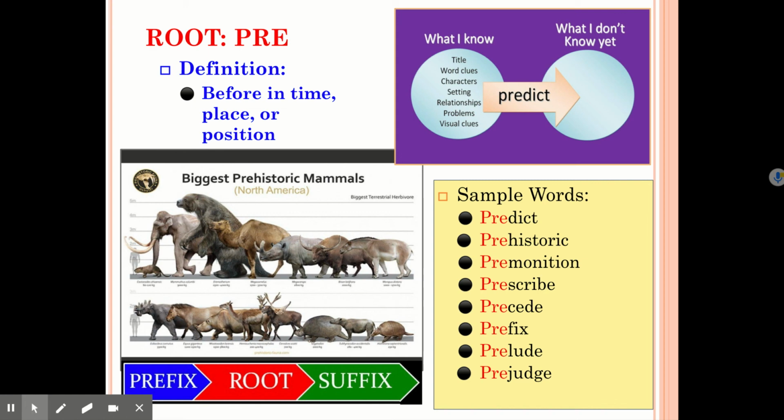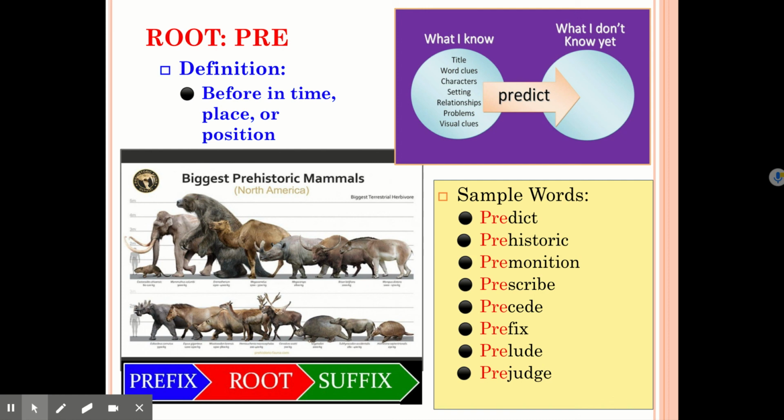So for example, you might hear this in an English class where your teacher asks you to predict what will happen, maybe based on a title, some pictures, a short summary. Or when you're watching a movie, you might predict the ending based on what's happening at the beginning of the movie. Okay. Then we have prehistoric. Here is a picture of that. In this picture, we have biggest prehistoric mammals in North America. It's relating to the period before written history began. Then it's usually associated with like dinosaurs, okay, or cavemen.